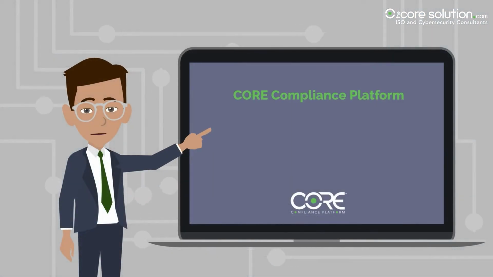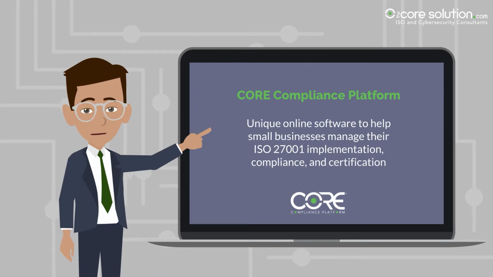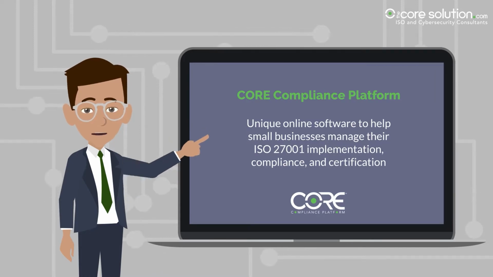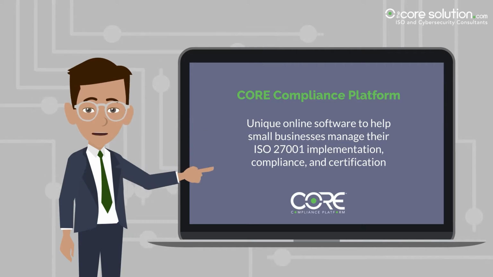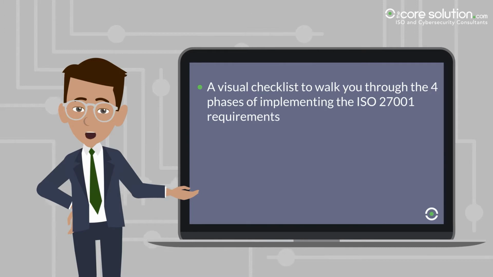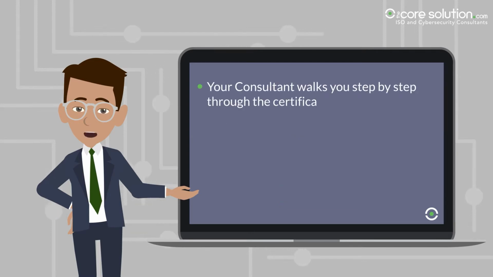Core Compliance Platform, called Core for short, is a unique online software designed to help small businesses manage their ISO 27001 implementation, compliance, and certification. Core provides a visual checklist that walks your organization through the 4 phases of implementing the ISO 27001 requirements. The system includes a visual dashboard so that you know your progress at any time. In addition, your consultant walks you step by step through the certification process.